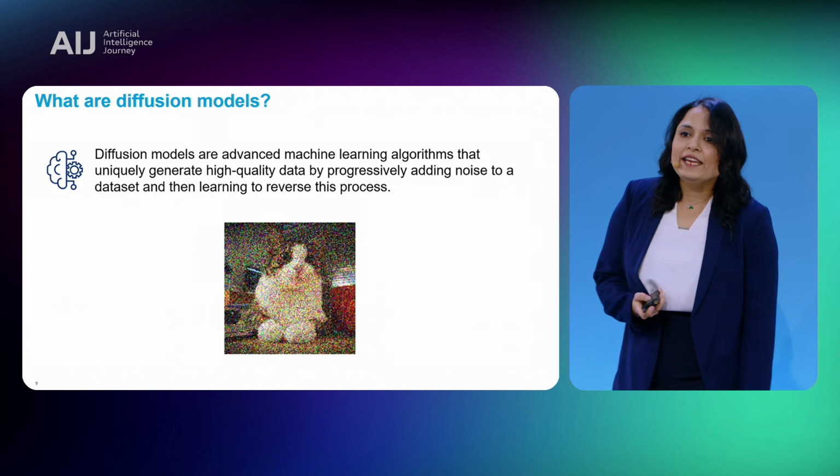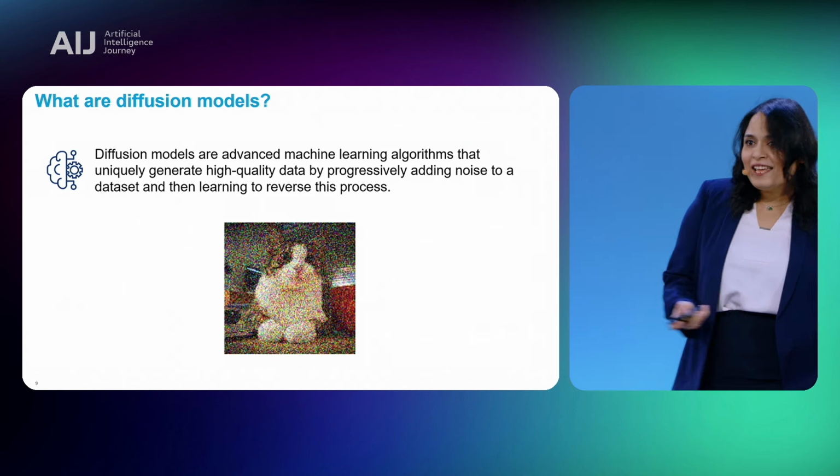So what exactly is Stable Diffusion? I think I've said it about 10, 15 times since I started. These models are advanced machine learning algorithms which progressively add noise to your data and then remove that noise to create new synthetic data. Again, what it is basically doing is generating new content, new synthetic data, from noise.